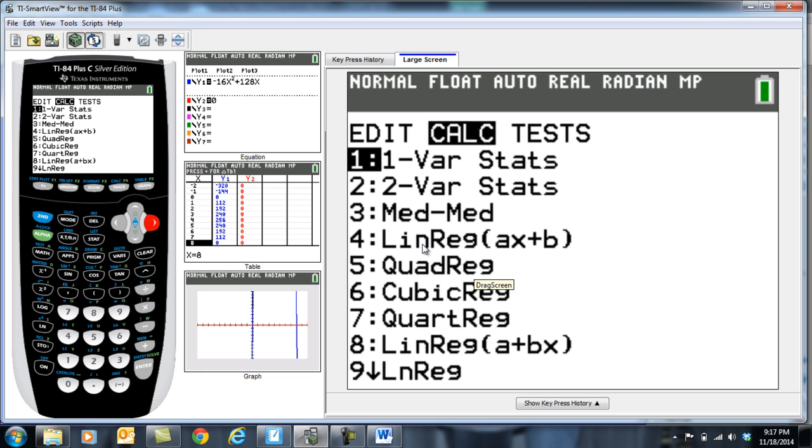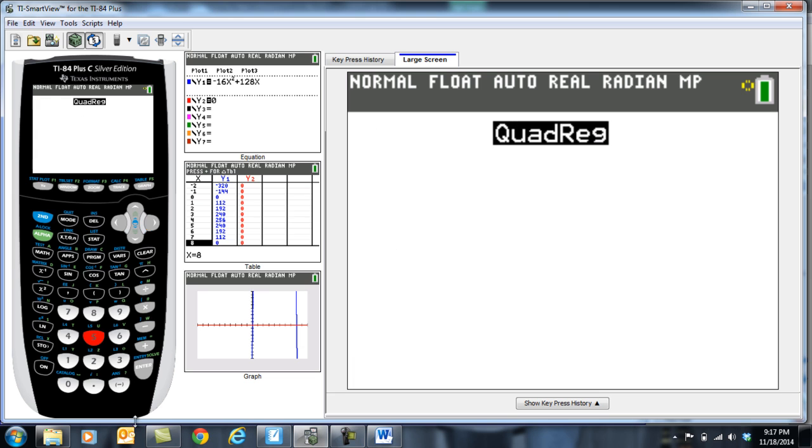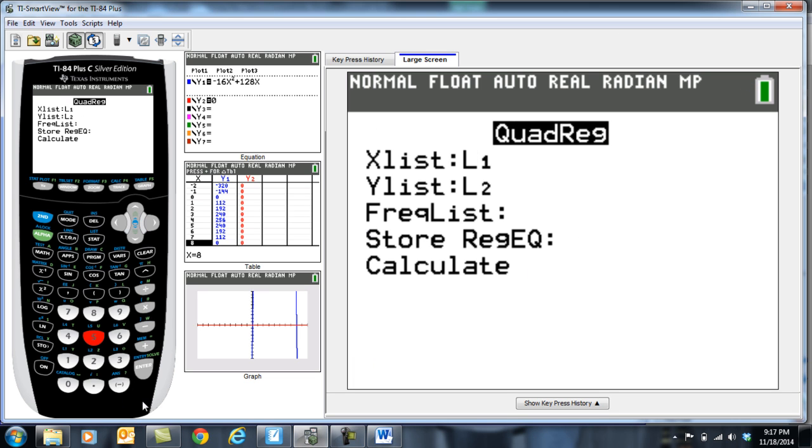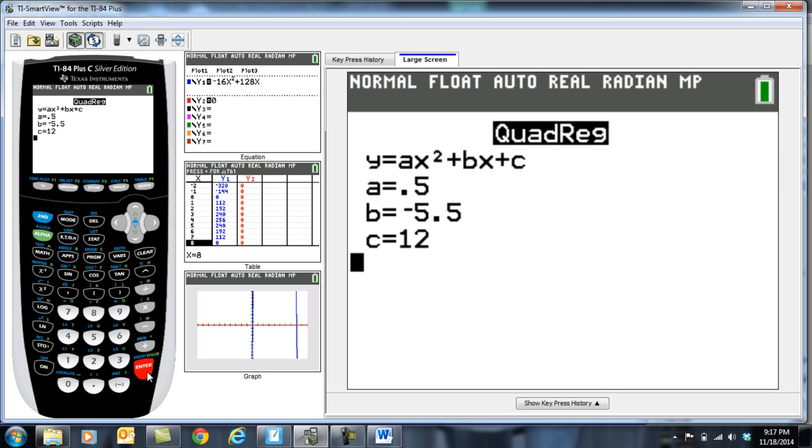So do not choose linreg. That's linear stuff. We're not there. We're going to do the quadreg. So you can choose option 5. And if yours looks like mine, you're going to hit enter until you get down to calculate, and it calculates it. That's what should happen.